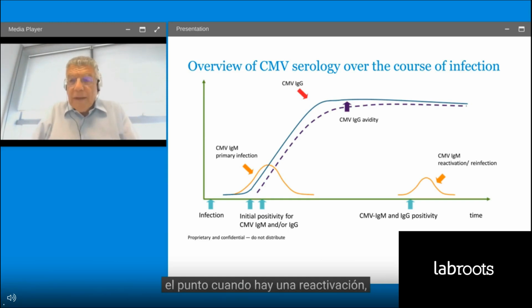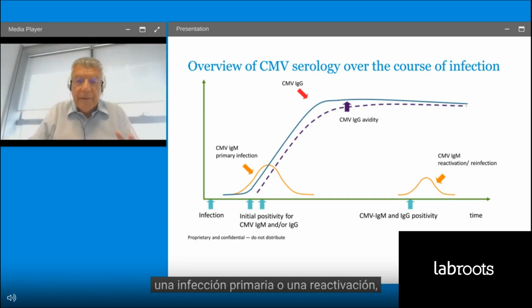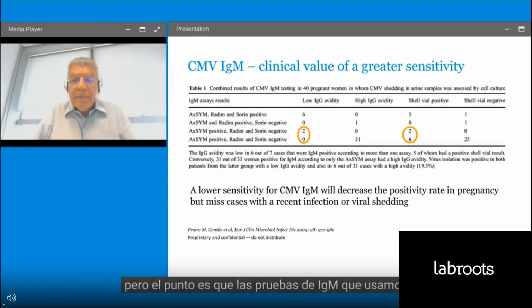Point is that when there is a reactivation, CMV IgG will already be there, the avidity should be high, and the IgM could be detected and usually are detected again. So as you see here, there is quite an inconvenience, in the sense that IgM testing alone cannot predict really if the infection is a first infection, a primary infection, or a reactivation. But the point is that the IgM testing we use should be as sensitive as possible. And this is an example of why.